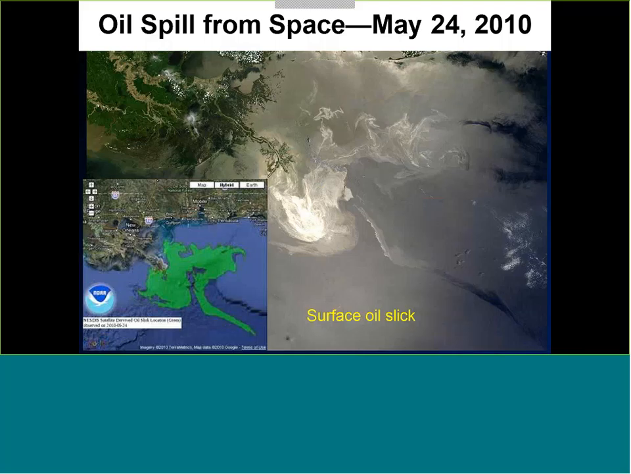This is a photograph from space of the surface oil slick. You can see that it covered much of the northeastern Gulf of Mexico. In the inset there in the lower left, that's a computer enhancement of that slick, and you can see that it actually covered a lot of the DeSoto Canyon region, which was our study area.